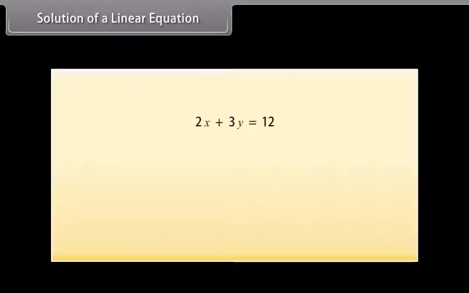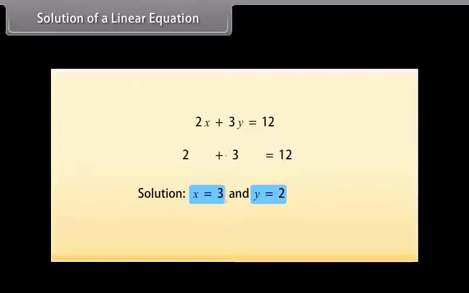Let us take the equation 2x plus 3y is equal to 12. Here x is equal to 3 and y is equal to 2 is a solution, because when you substitute x as 3 and y as 2 in the equation above, you find that the answer becomes 12. We can also write this solution as (3, 2), because the value of x here is 3 and the value of y is 2. Similarly, (0, 4) is also a solution for this equation, because when you substitute x is equal to 0 and y is equal to 4 in the equation, you find that the answer becomes 12.